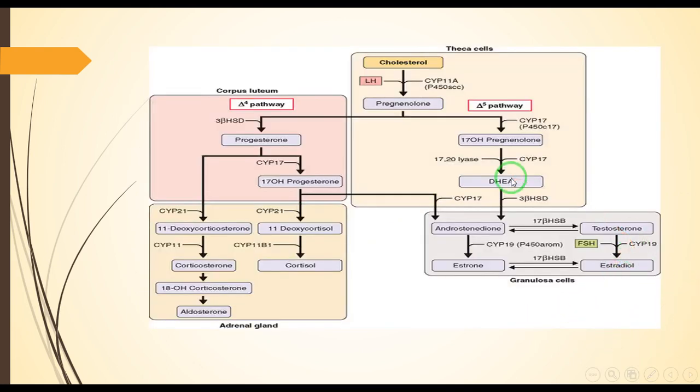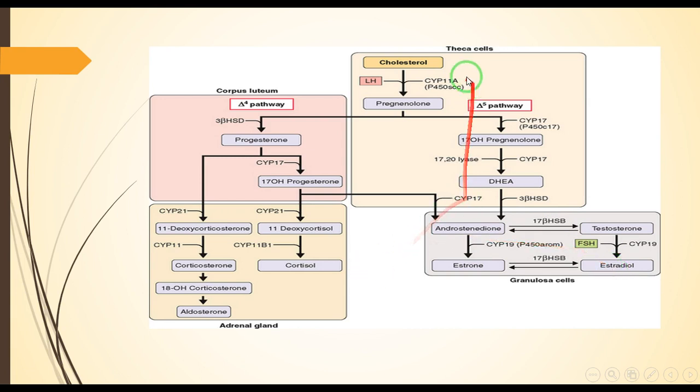This is the steroidogenic pathway, starting from cholesterol, converted to pregnenolone, then to this metabolite, 17-hydroxypregnenolone, then to dehydroepiandrosterone, then androstenedione, and testosterone will be interconverted by a reversible reaction. Finally, estrone, and the most important and active estrogen is the estradiol.